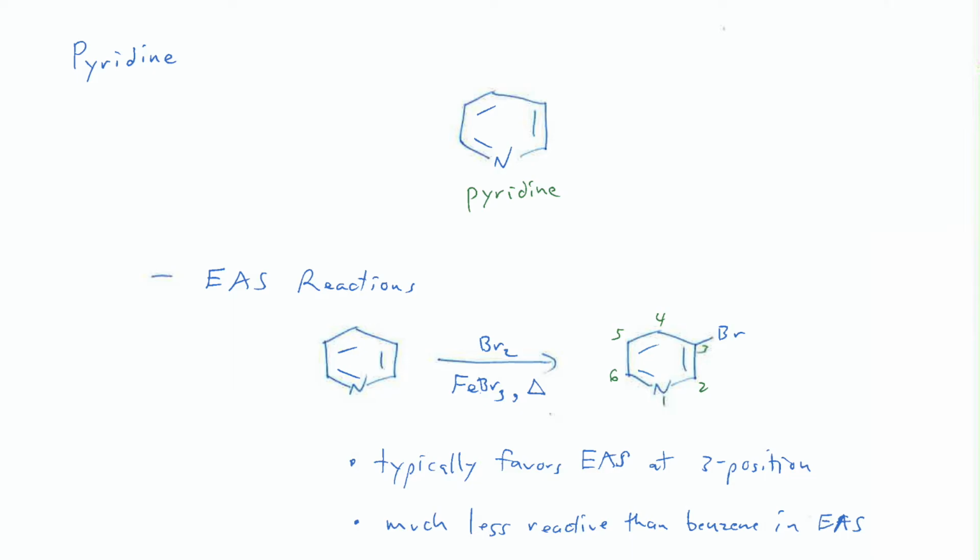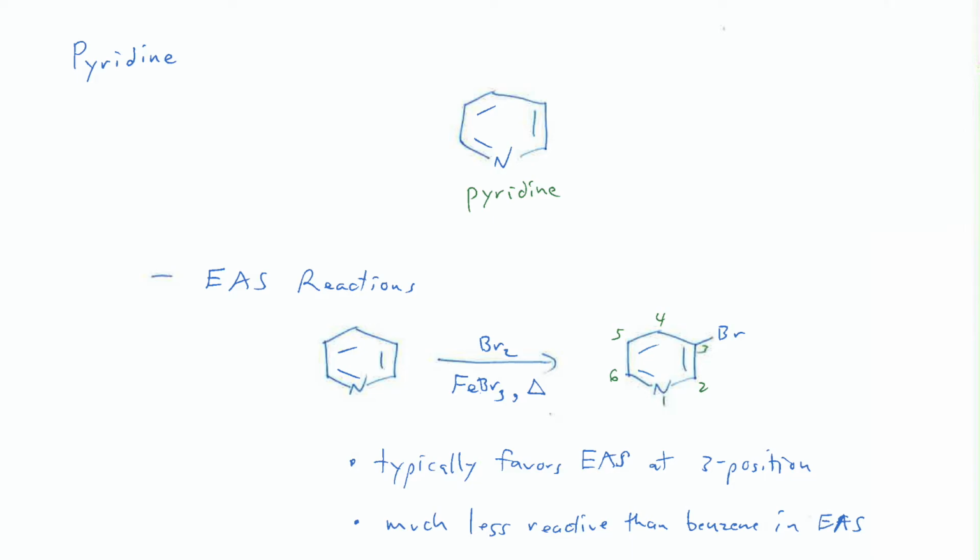Now, of course, pyridine looks an awful lot like benzene, and it is aromatic, and so it's going to do EAS reactions, just like the other heterocycles that we looked at that were aromatic. So here's an example of a halogenation with bromine and iron bromide. Again, we have a regioselectivity issue because there are actually three different positions that we can substitute a hydrogen for a bromine in this case. So pyridine typically likes to do EAS reactions at the 3 position, the other two positions being considerably less reactive.